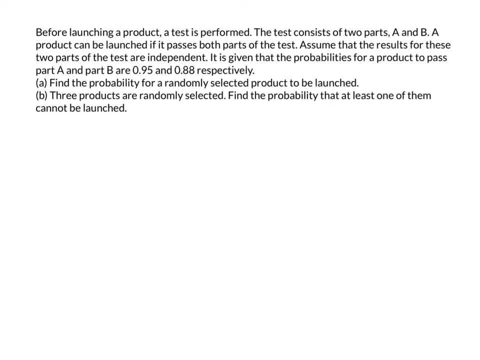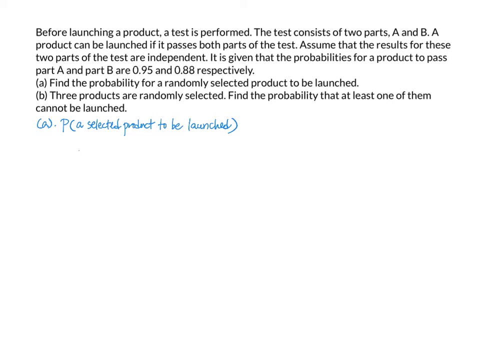It's given that the probability for the product to pass part A is 0.95 and the probability of passing part B is 0.88. Part A, find the probability for a randomly selected product to be launched.